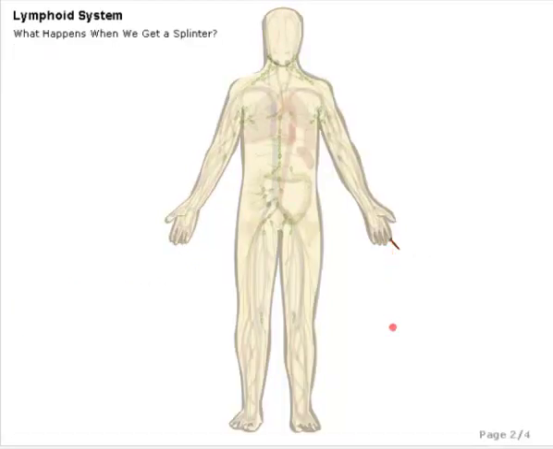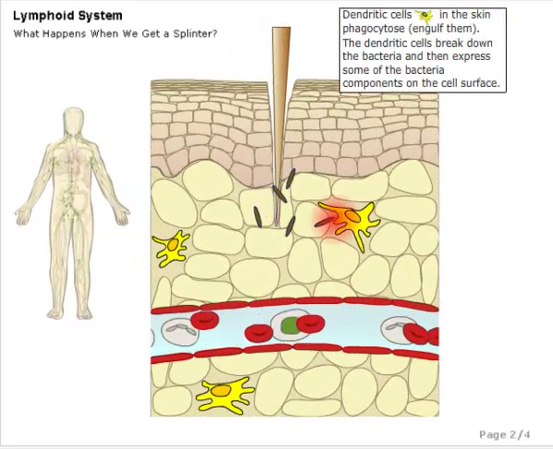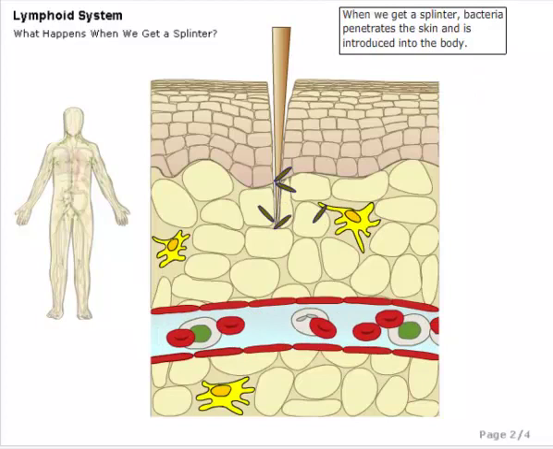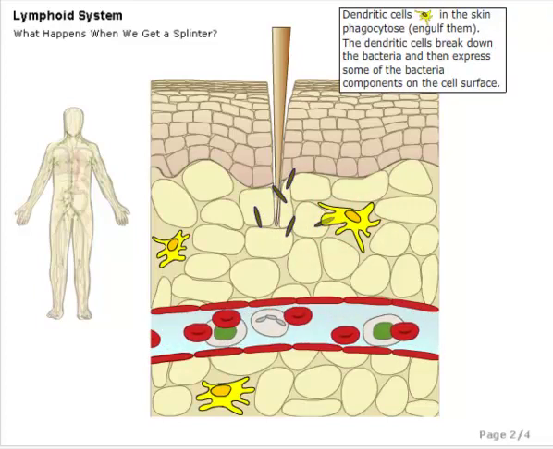Okay, so what happens if we get a splinter and we start an immune response here? The first thing that's going to happen is that the bacteria is going to penetrate the skin and get introduced into the body. The dendritic cells that are located in the skin will interact with any bacteria that would come from this splinter entering into the skin.